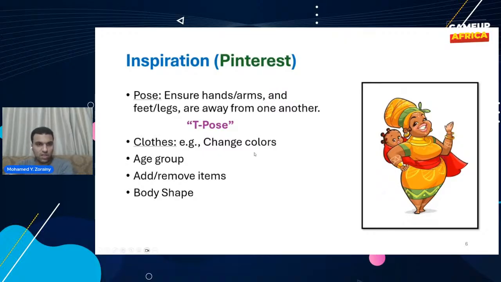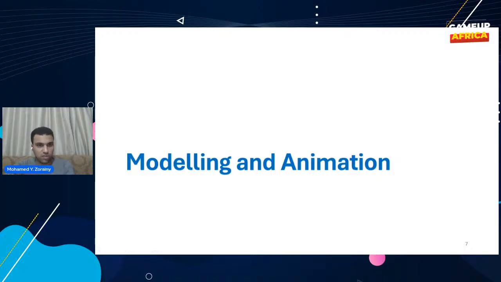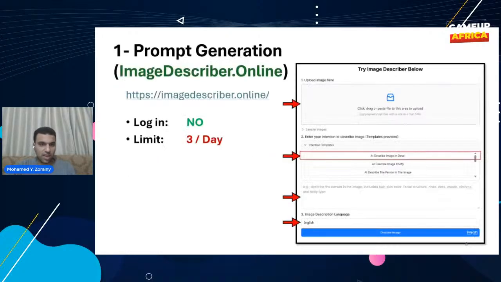So what we will do now is the first direct step in the modeling and animation. I went to a web AI tool called Image Describer.online. There are a lot of AI tools and web services that do the same thing, but from experience, this is the best.